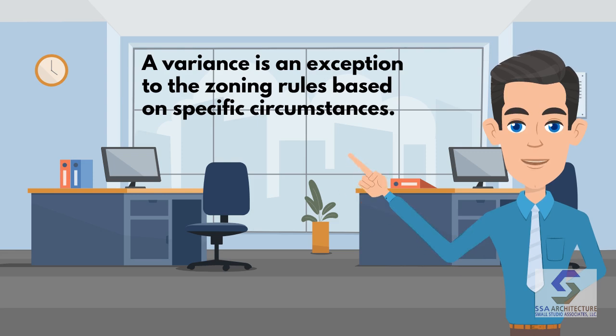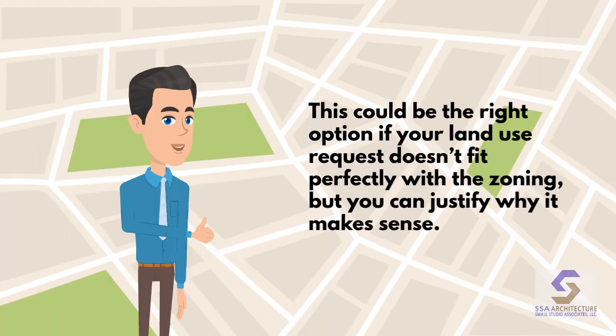Lastly, if the zoning regulations are too strict, you might be able to apply for a variance. A variance is an exception to the zoning rules based on specific circumstances. This could be the right option if your land use request doesn't fit perfectly with the zoning, but you can justify why it makes sense.